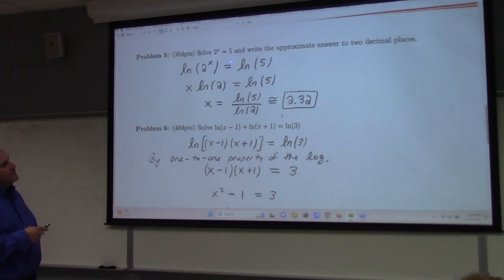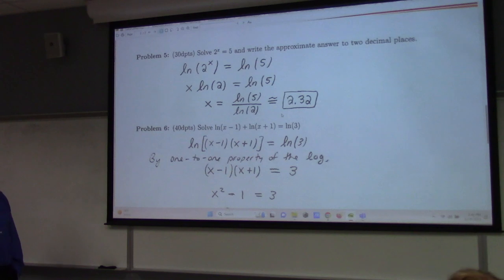Anyway, so 2 to the x equal to 5. Let's solve that. Now we're going to hit it with natural log. There's no sum or anything. We just take the natural log of both sides. I get log of 2 to the x equals log 5. You can pull the x out by the power property of log. I get x times log 2, and then solve for x. About 2.32.